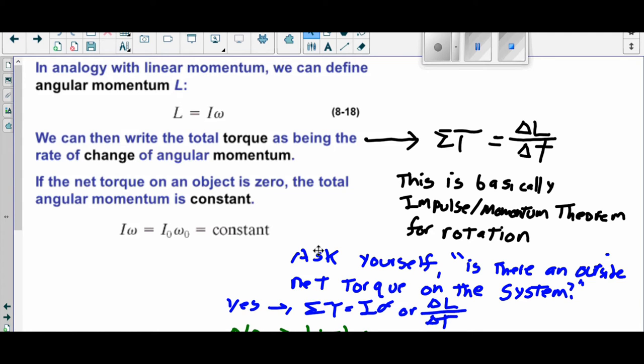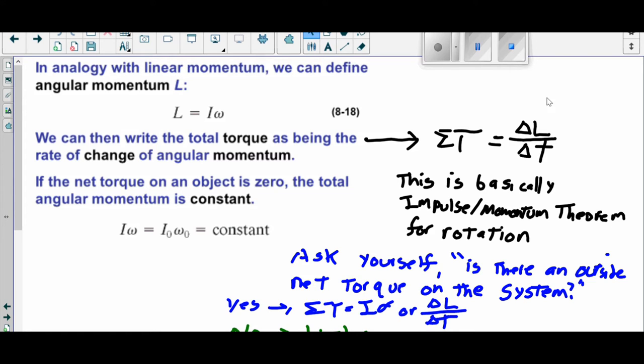So you want to basically think about this situation as being like, okay, is this a situation where there is an external net torque acting on the system or not? If there is, then you could say the net torque equals I times alpha, which we've already discussed. Or another way of saying exactly that same thing is change in L over change in t, or the rate of change of angular momentum. So this statement and this statement are the same.